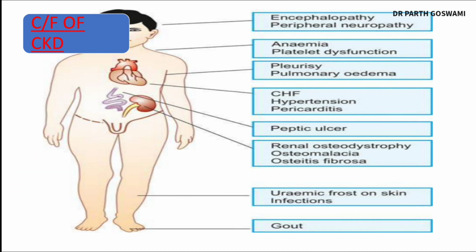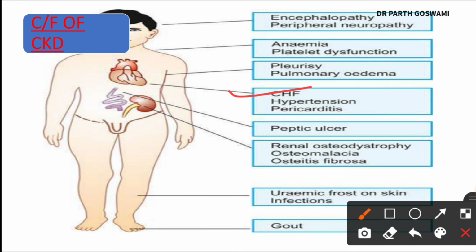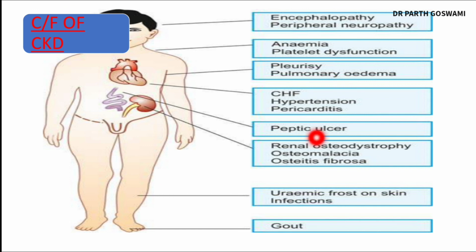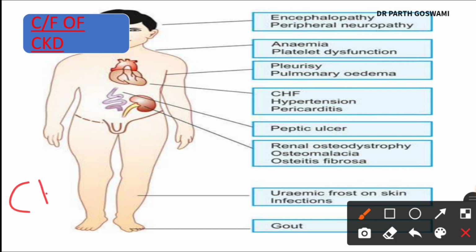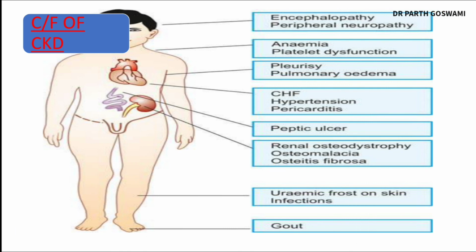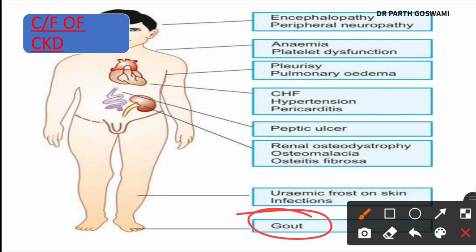Because of uremia, the patient can develop pleurisy and pulmonary edema. Lung involvement can also be present. Sometimes cardiac involvement can also be seen in chronic kidney disease. The patient can manifest chronic heart failure, congestive heart failure, hypertension, and pericarditis, right? Peptic ulcer can also develop, and most chronic kidney disease patients can develop metabolic bone disease, particularly renal osteodystrophy, osteomalacia, in which there is a deficiency of vitamin D, and osteitis fibrosa. All right. Uremic frost on the skin can also be seen, and because of hyperuricemia, gout can develop.